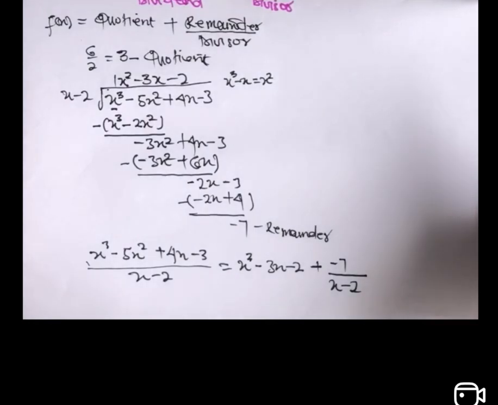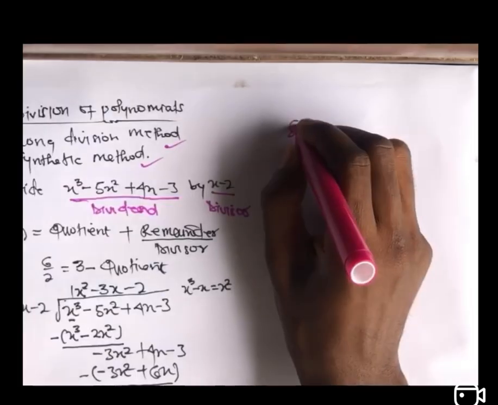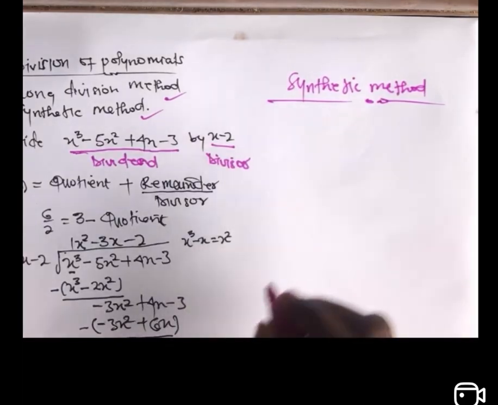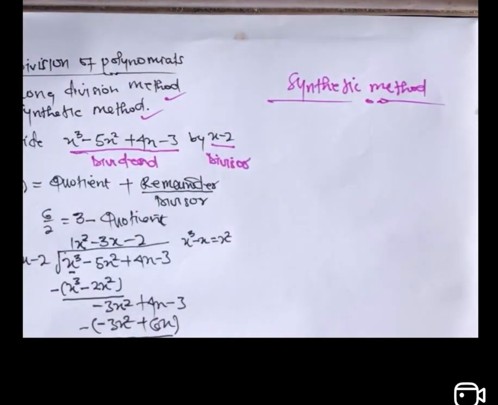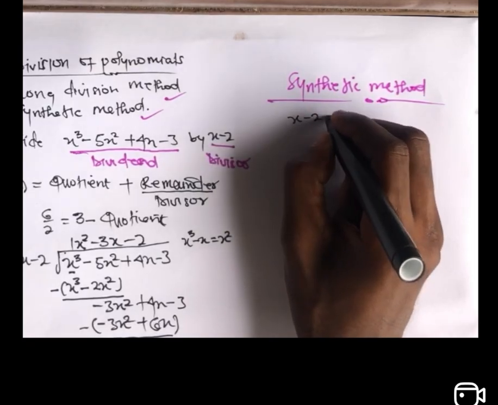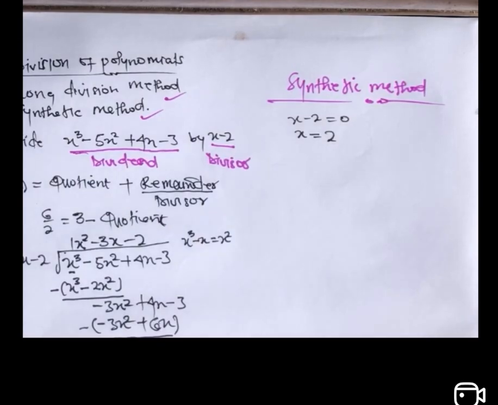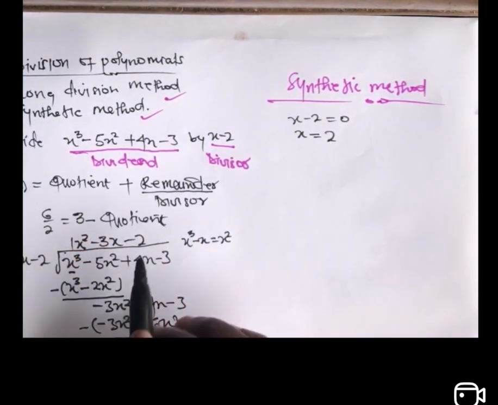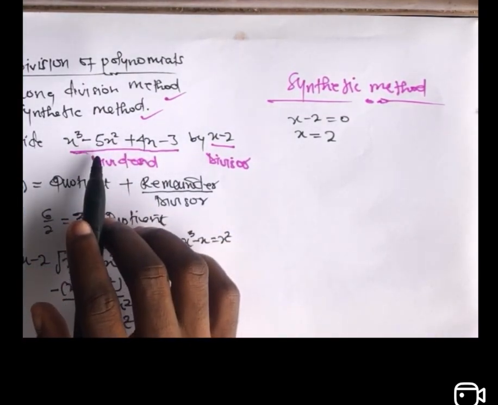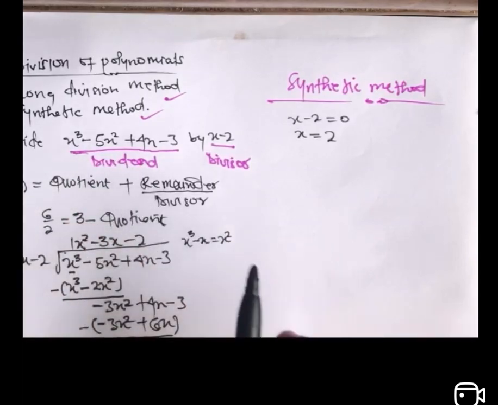Okay, now let's look at the synthetic approach. Now we have a synthetic method. Now we are going to use the synthetic method to solve the same question. So this is how the synthetic method works. First, the divisor, set it to 0. So you take x minus 2 and we set it to 0. So our x will be 2. Is that okay? Second, we are going to write the coefficients of each term here.